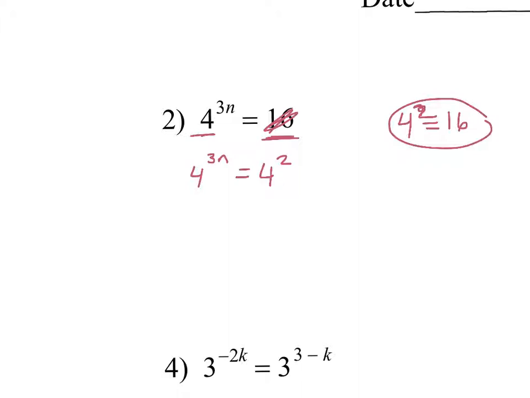Now that our bases are the same, we just cancel out the 4's and set the rest of it equal to each other. So we set our exponents equal. So we have 3n is equal to 2. Then since n is being multiplied by 3, to get it to the other side, we just divide. So we have n is equal to 2/3.